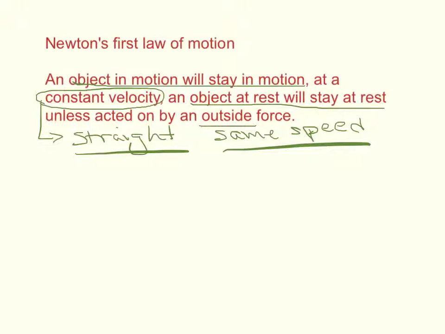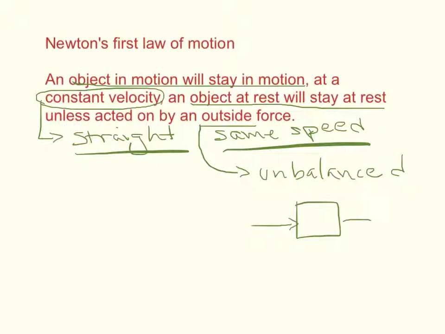Now, outside is an important part of this because the outside part says that it is an unbalanced force. This is important because if I have an object that is moving along and it is acted on by another force, but that force is balanced, there still will not be any change in my object's motion. So it's very important that you remember that the force that will cause a change is an outside and unbalanced push or pull.